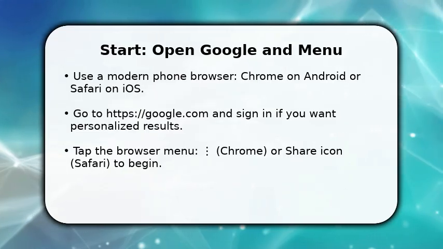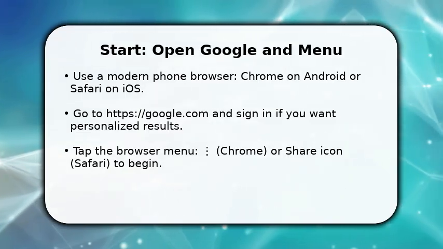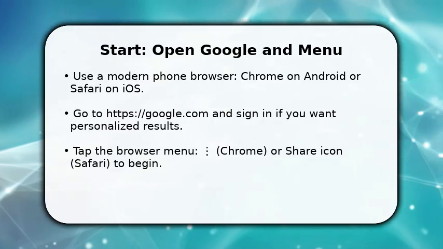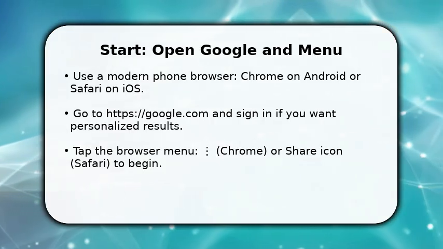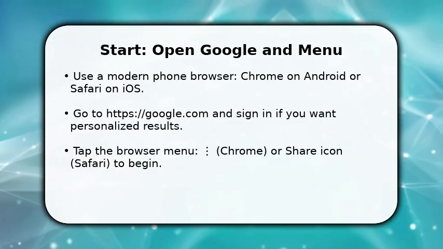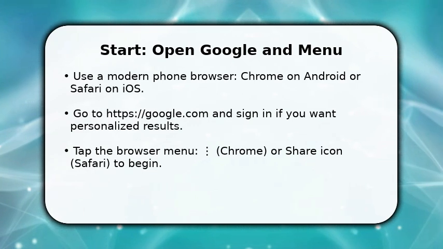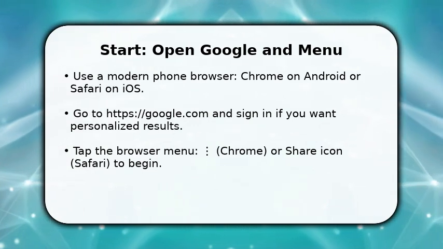Now tap the browser menu, 3 dots on Chrome, or the share icon on Safari, because that menu contains the action you need. This step kicks off creating an app-like shortcut, so don't skip it. It turns the web page into a tappable icon that launches instantly from your home screen.